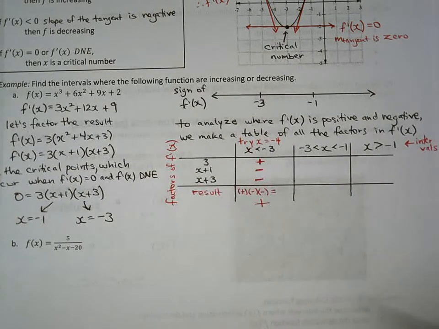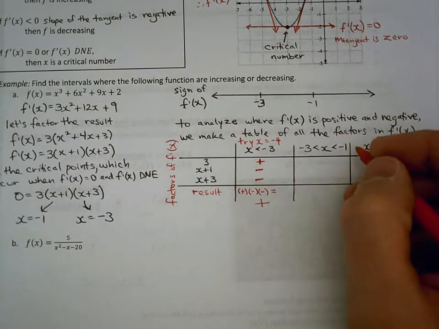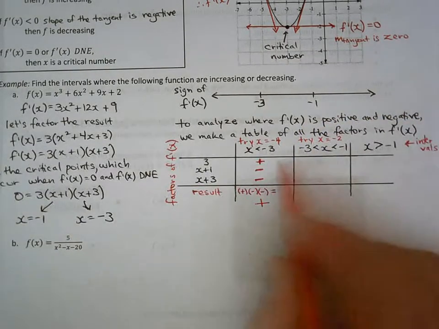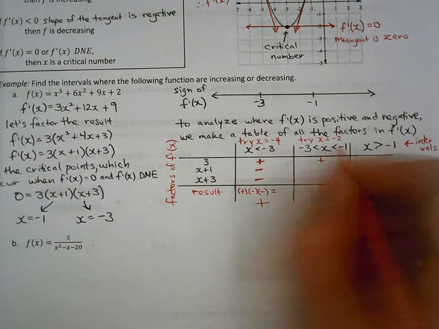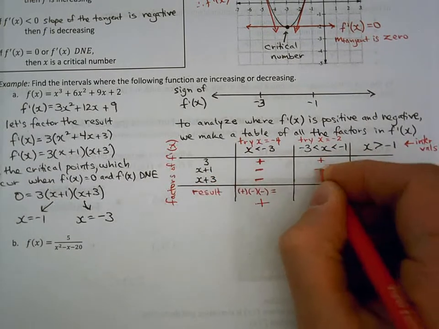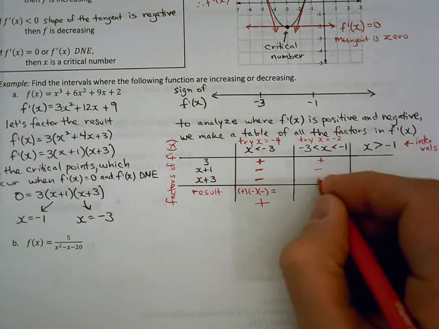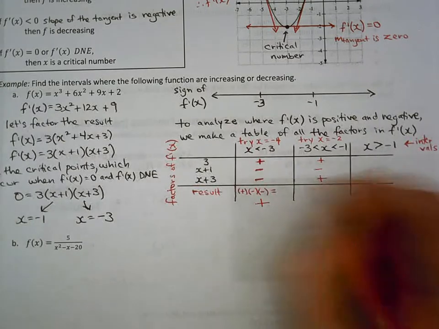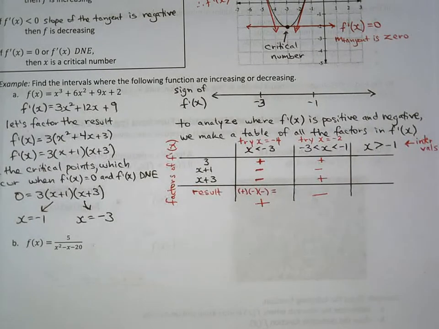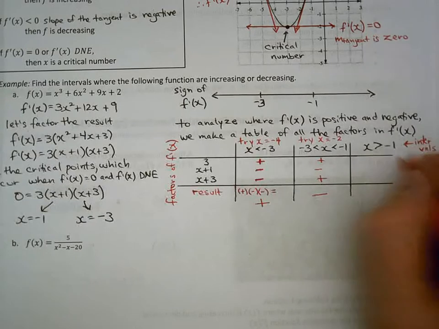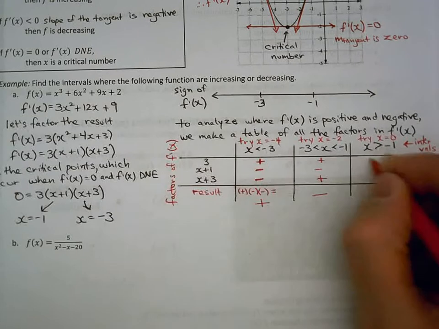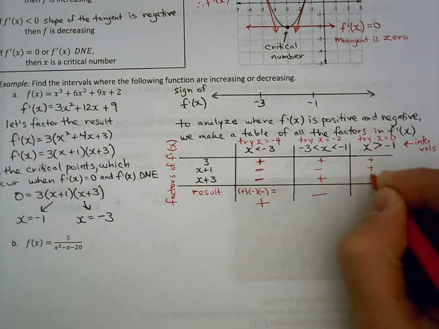We have to do the same thing with the other intervals. Here you can choose something between -3 and -1. You choose something easy. How about x is equal to -2? This is going to always be positive. This is going to be -2 plus 1, which is negative. This is going to be -2 plus 3, which is now positive. A positive times a minus is minus, times another positive is minus. So minus. And try a number greater than -1. Well, let's try x equals 0. If I put that in, this is going to be positive, this will be positive, this will be positive. So this will be positive.